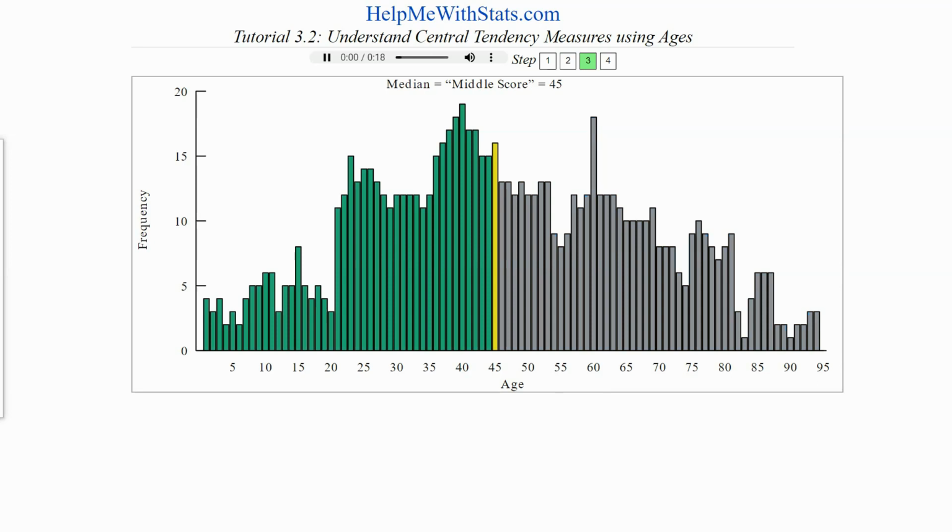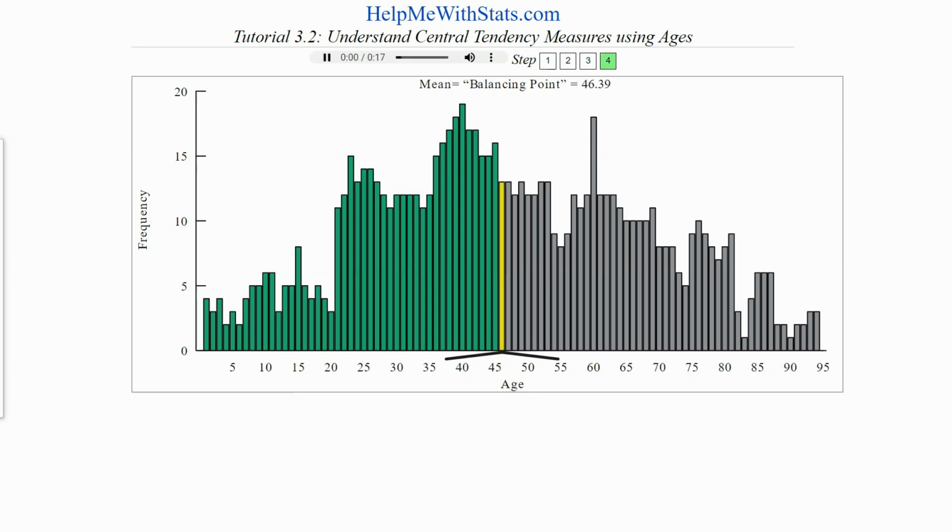The median of 45 is the middle score of the distribution, with 50% of the scores below the median, in green, and 50% of the scores above the median, in gray. The median is often one of the scores in the distribution, but sometimes the median can be a score which is not part of the distribution.